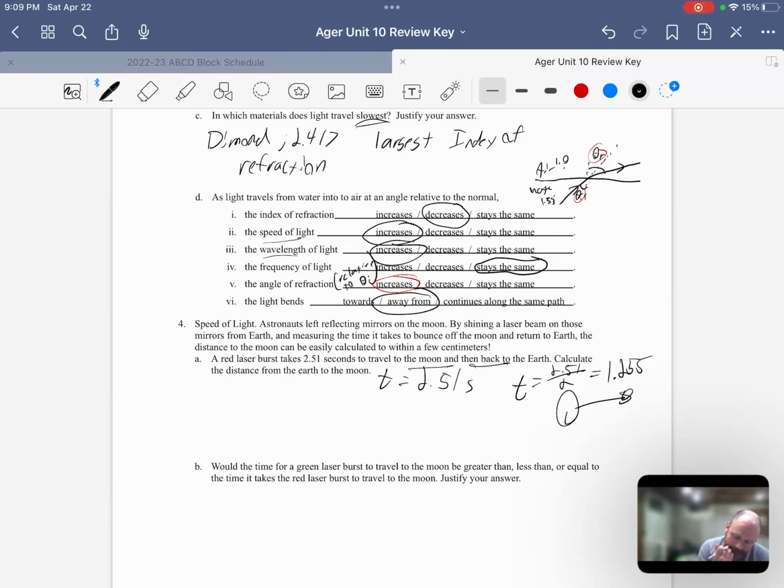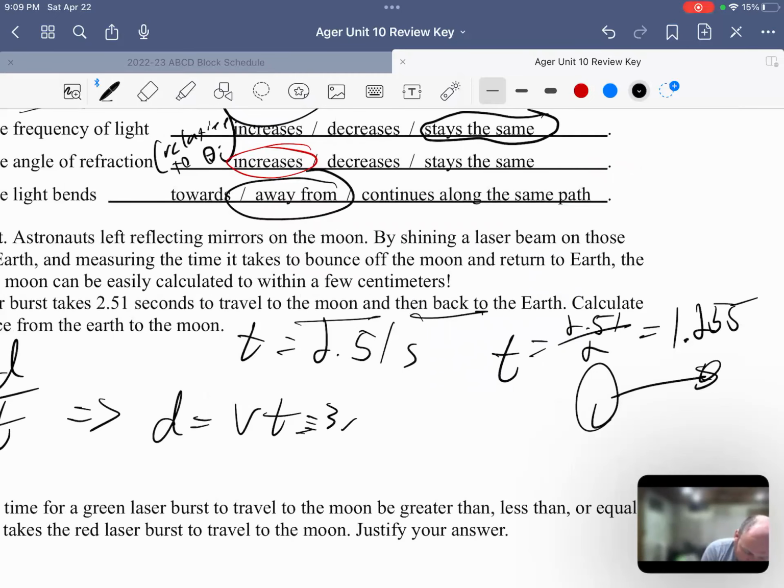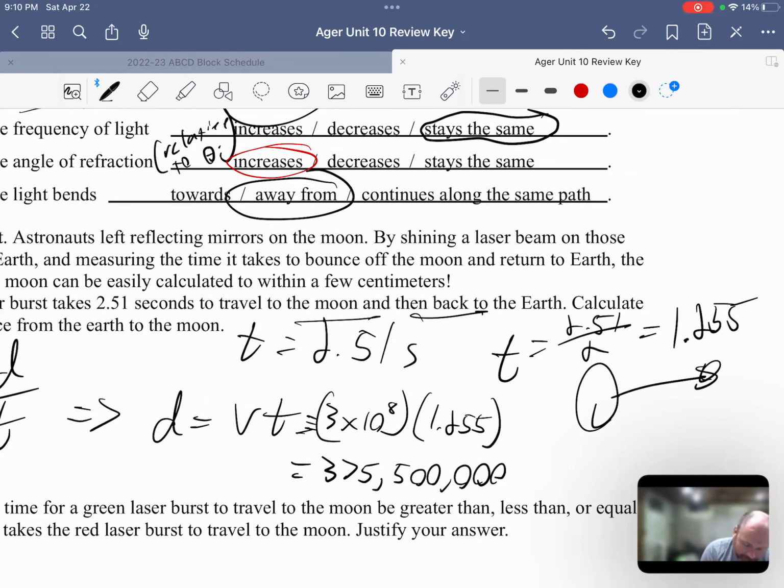1.255. Yeah. And so now we can use velocity equals distance over time. We're trying to find the distance there. So this becomes distance equals velocity times time. And so that's going to be 3 times 10 to the 8th meters per second times the 1.255 seconds. And so that's going to give you a distance of 375,500,000 meters. And we can leave it as that.